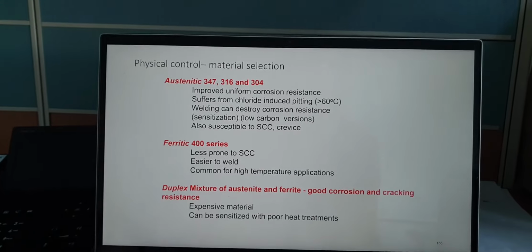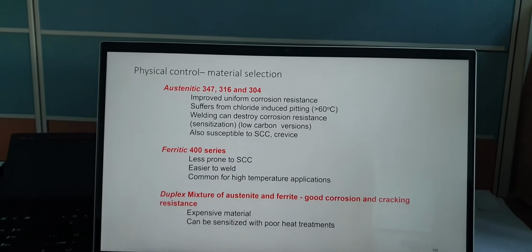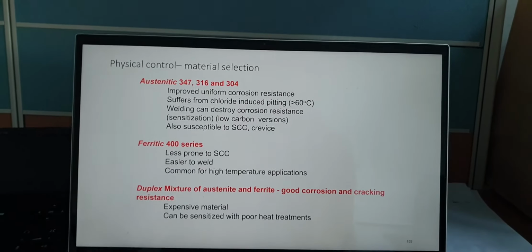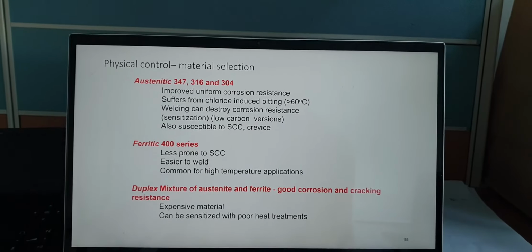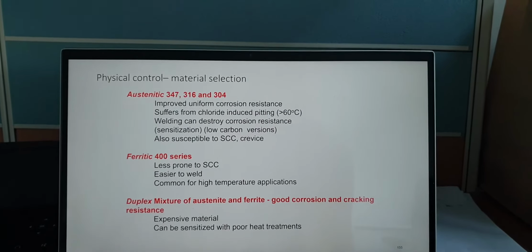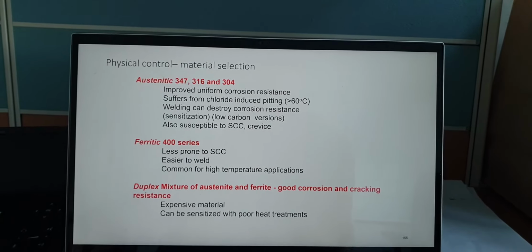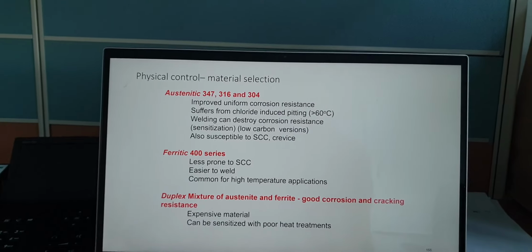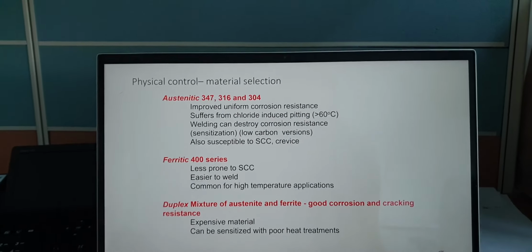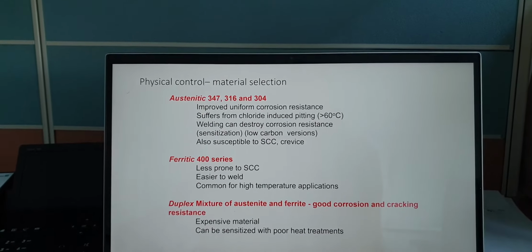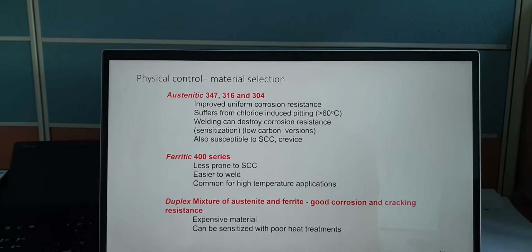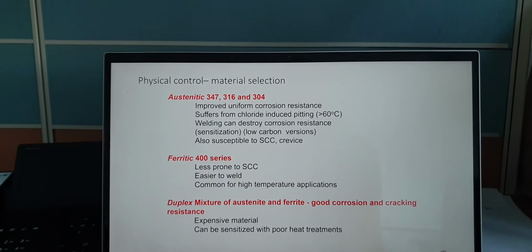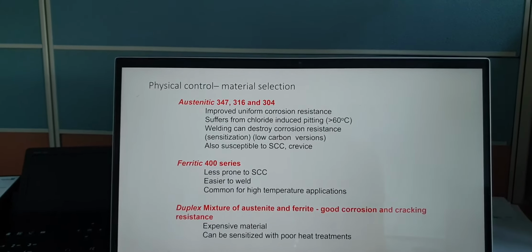There is another one, the 400 series, which is the ferritic. It's better at protecting against stress corrosion cracking. It's easier to weld. It's not very easy, but it's easier to weld than the austenitic. And it's usually the one we use when we upgrade for high temperature corrosion. It could be a duplex, a mixture of austenitic and ferritic, and it's very good for corrosion resistance. Usually the labs using environments of high pressure and high temperature, or autoclaves, most of the time use a duplex stainless steel to do the lab testing.